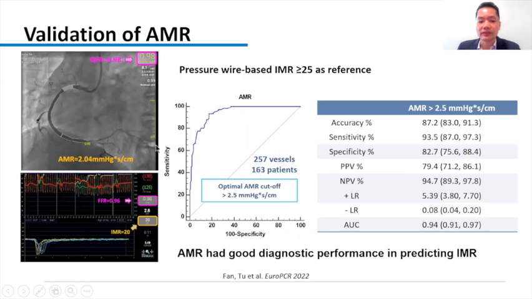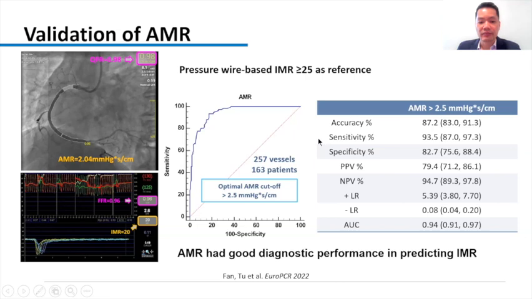So this is one example case. The units are different from the IMR, but it's more comparable to the Doppler wire microcirculation resistance. However, in this case, we compare with IMR. The IMR is 20, suggesting a low resistance. The AMR is 2.04, which is almost 10% of the value of the IMR because the unit is different.